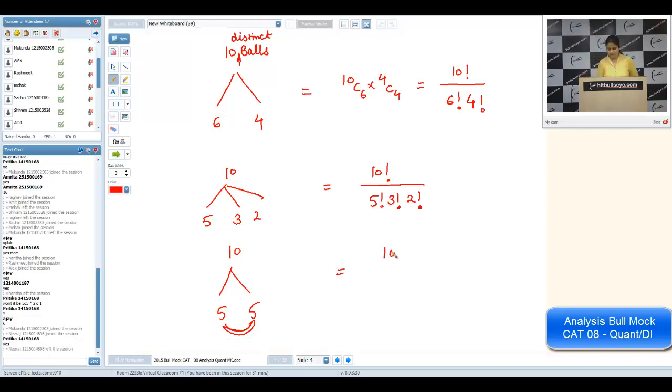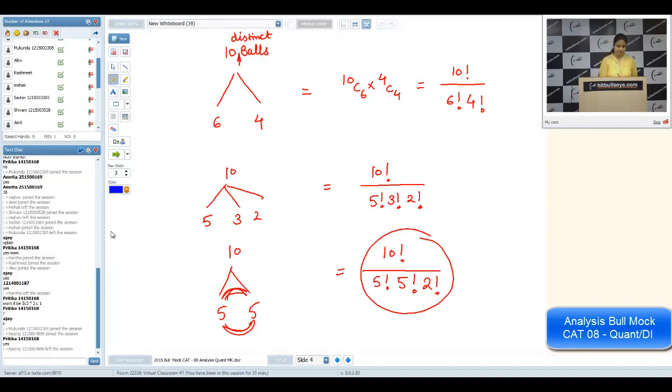So we can do one thing. You apply the same thing here, but you can relate it with the concept of repetition. See, 5 is coming twice, so we will divide it by 2 factorial. Now this is the correct answer in this case.